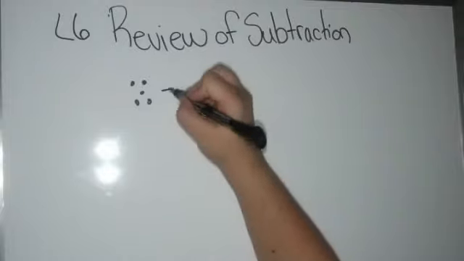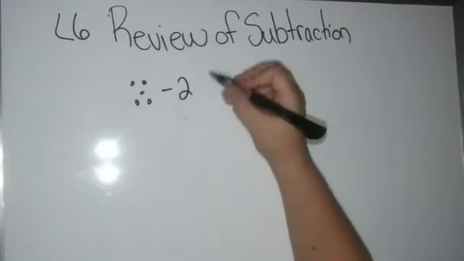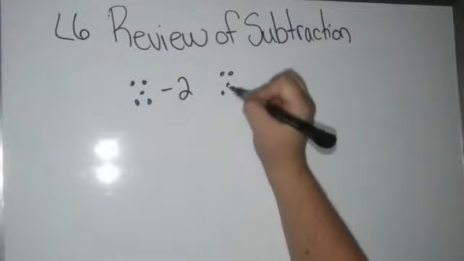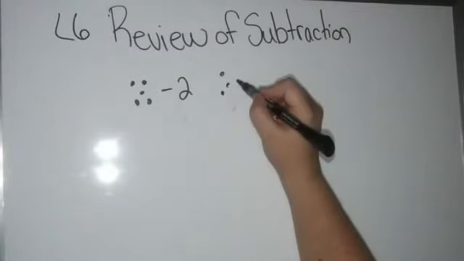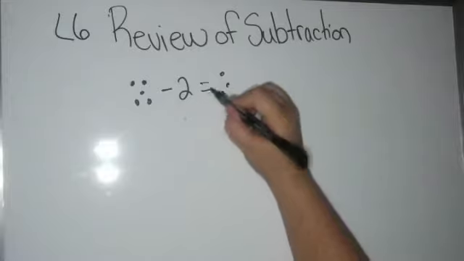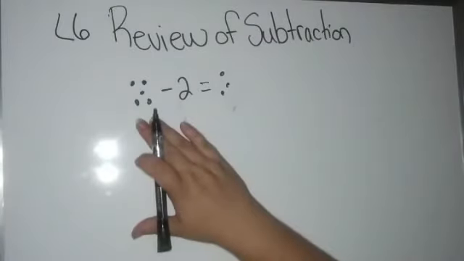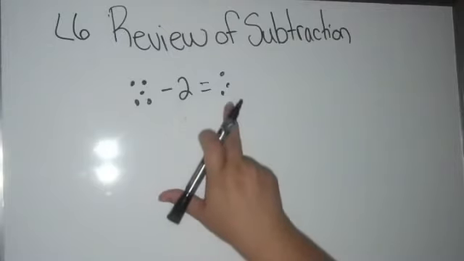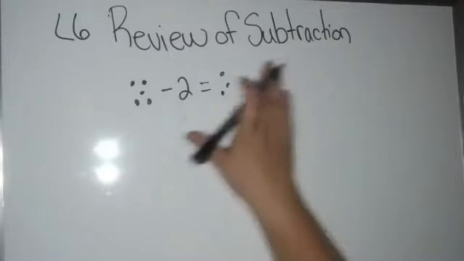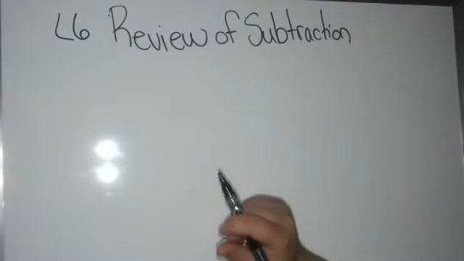So I can do 5 take away 2, and what will happen is I will just take my 5 dots, and I would, in this case, erase 2 and be left with 3. So that is subtraction. You are starting with a bigger group of numbers, you are subtracting some or all of those, and you are left with either 0 or whatever is remaining. So let's take a look at an example.